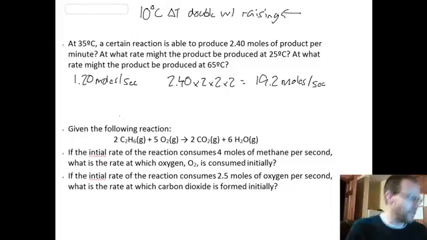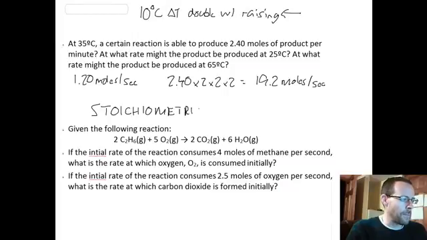The other thing that you need to know is that rates are stoichiometrically dependent. A long time ago, we talked about stoichiometry, and in stoichiometry, really the only thing that we are concerned about is our coefficients. In this balanced equation, which is already balanced for us, we have a 2 to 5 to 2 to 6 ratio, and that becomes very important in determining rates. Down here, we have: if the initial rate of the reaction consumes 4 moles of ethane per second, what is the rate at which oxygen is consumed initially?